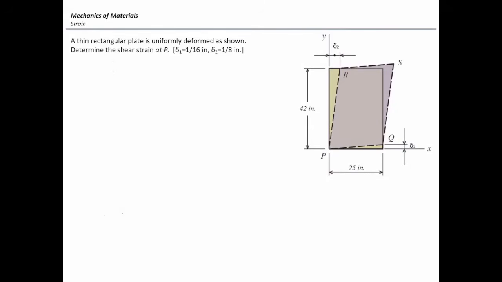Let's talk about an example to learn the concept better. A thin rectangular plate is uniformly deformed as shown. Determine the shear strain at P. Assume that delta 1 is 1/16 inch and delta 2 is 1/8 inch.